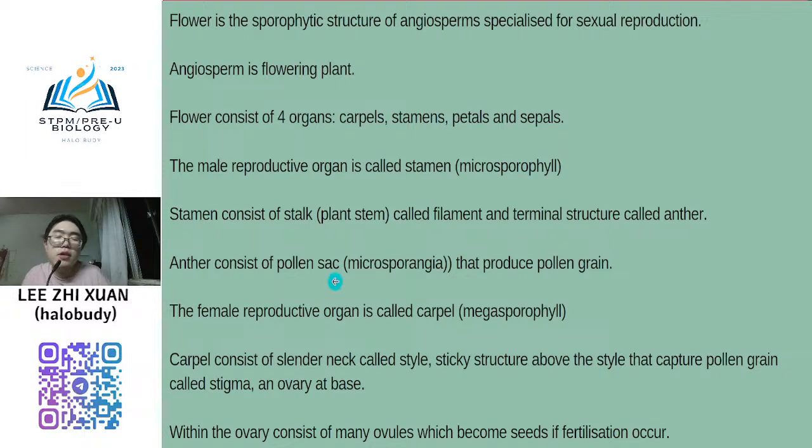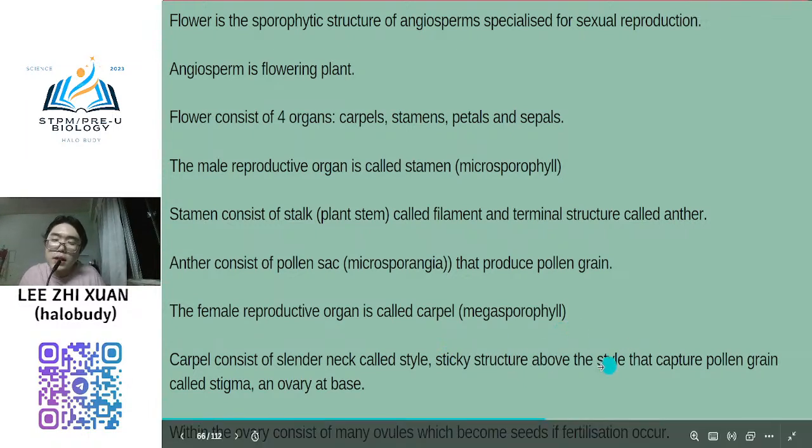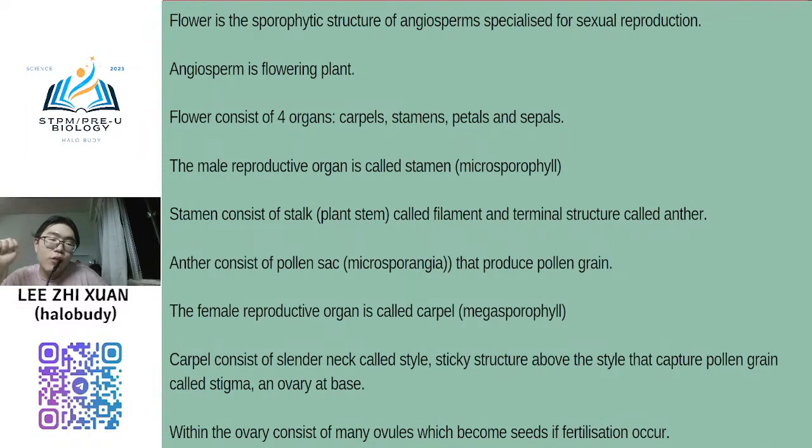Okay. So in female they are called carpel. Another name is megasporophyll. And then the carpel consists of a slender neck we call the style. This is the direction to let the pollen grain flow into the ovary. And then there is also the structure we call the stigma. This is a capture of the pollen grain. And then inside the ovary there are many ovules, where the double fertilization occurs.